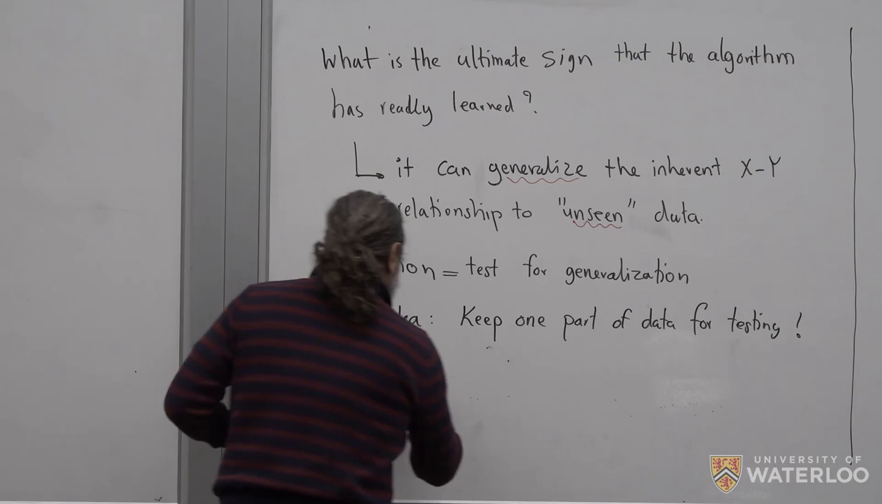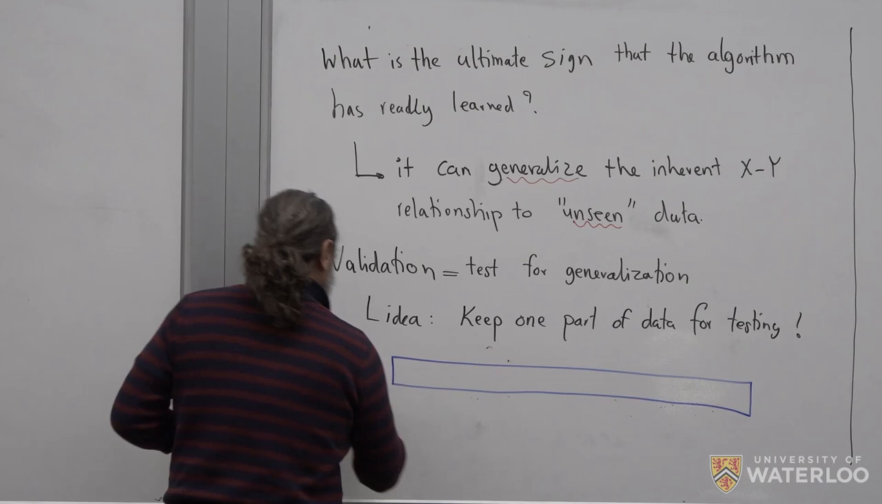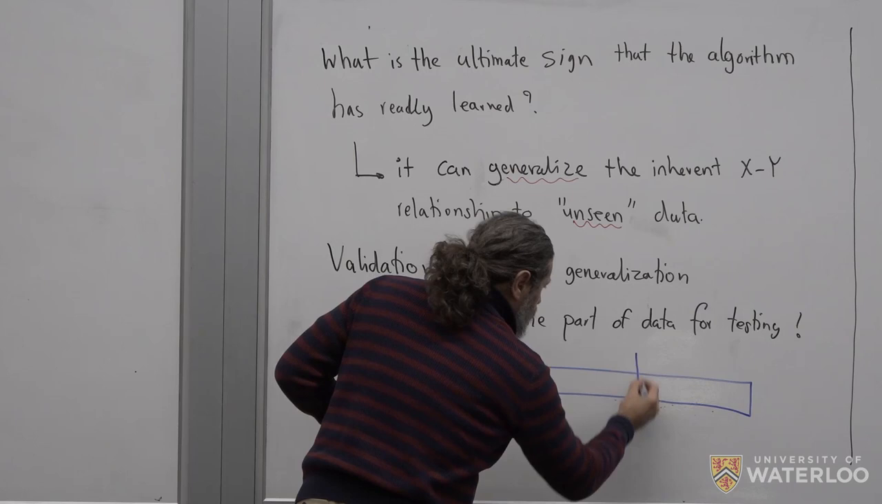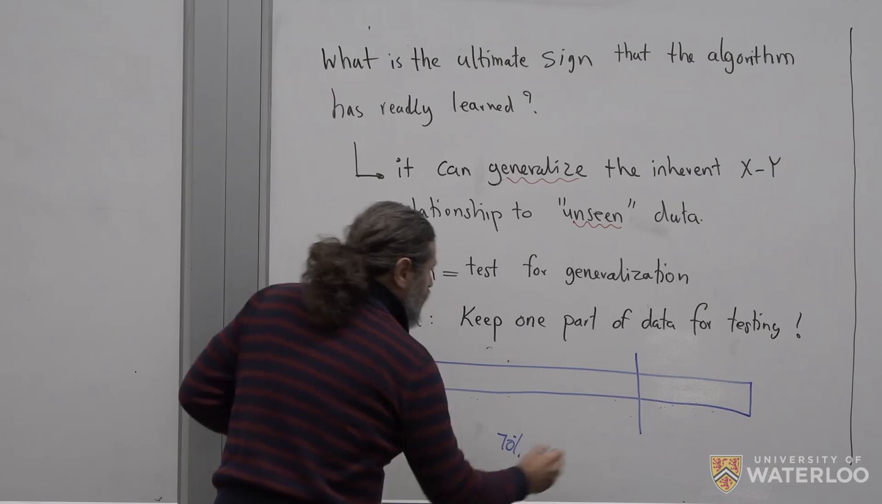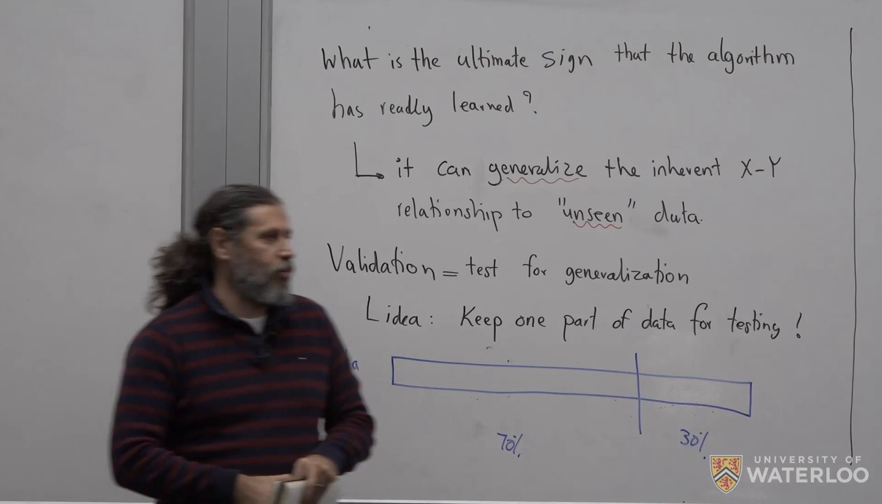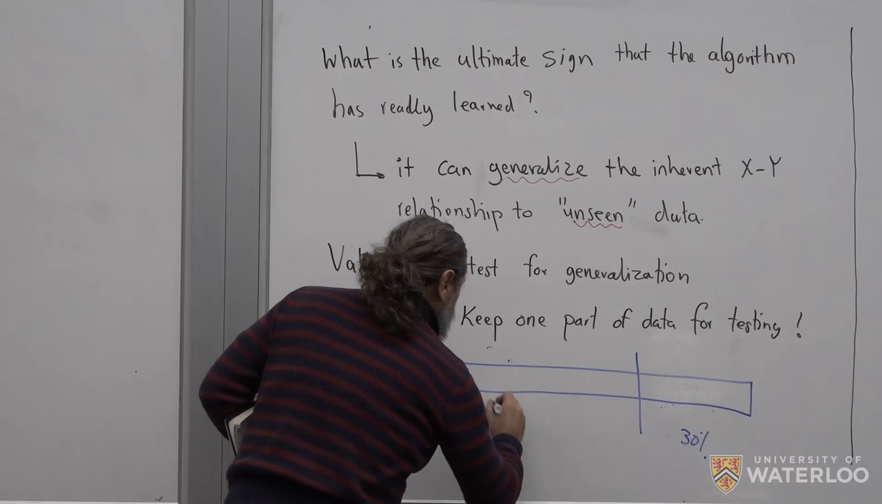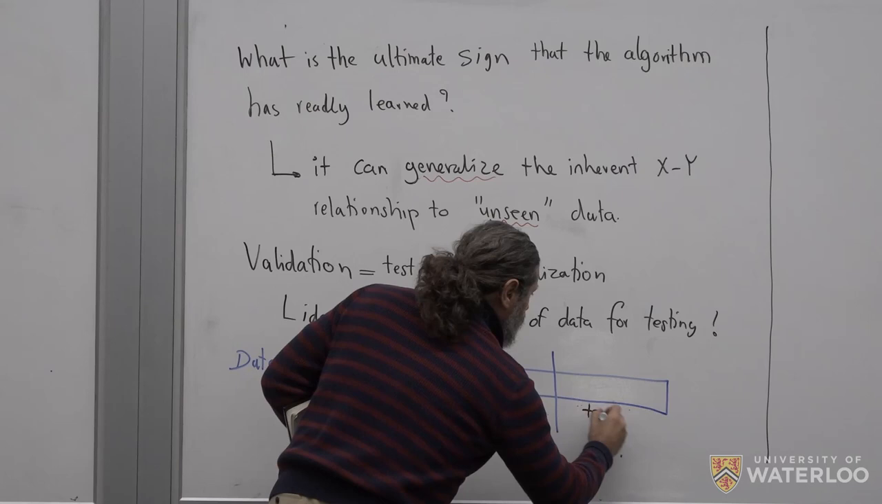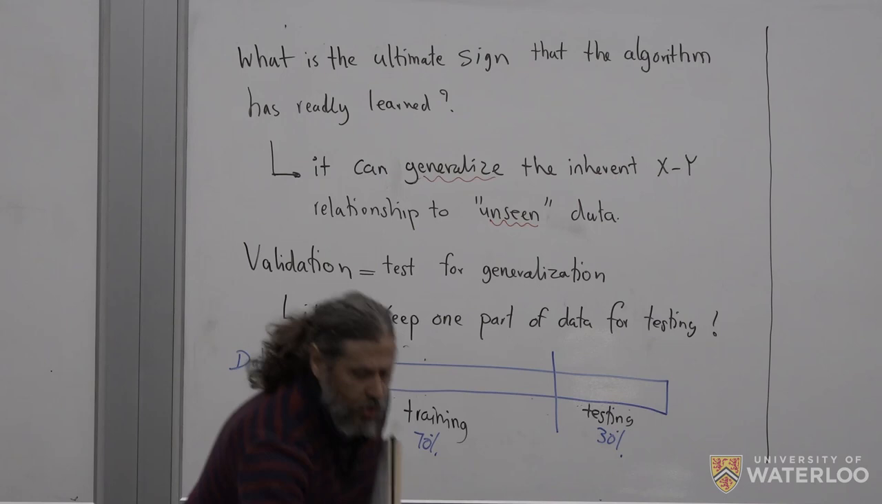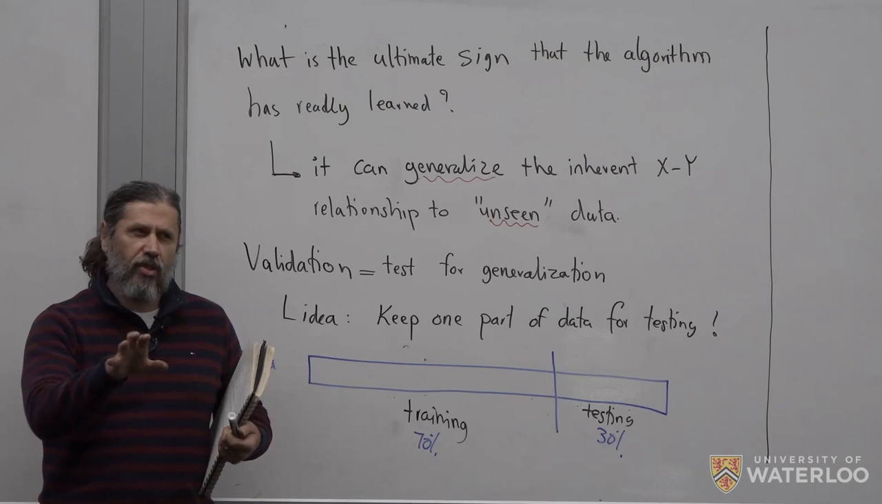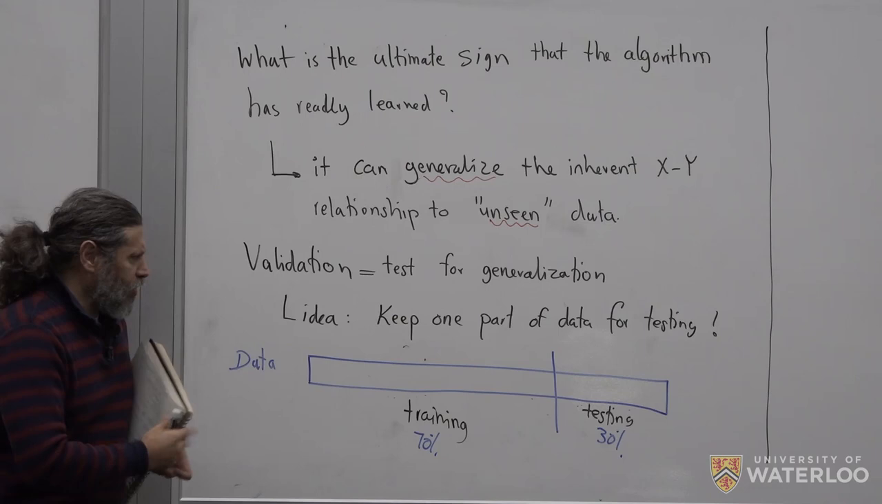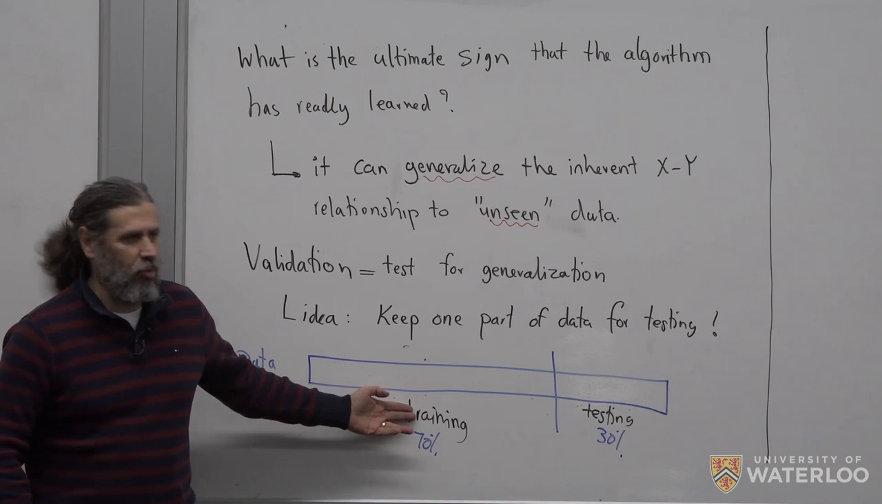So if this is representing your data, most of the time we break it down around 70%, 30%. These numbers are not magical. You can have 80%, 20%, or 90%, 10%. Usually the larger part is used for training, and the smaller part for testing. Again, there is no magical threshold. But naturally, you need more data for training because you want to figure things out, so this has to be more than 50%.